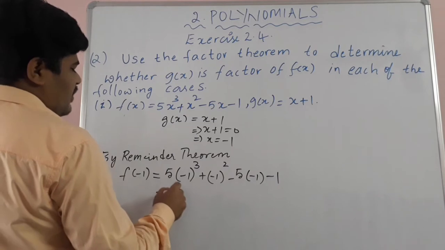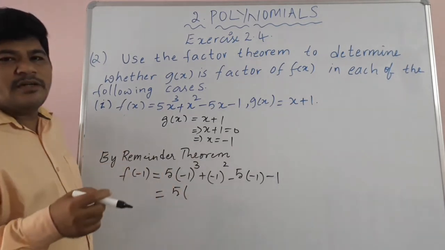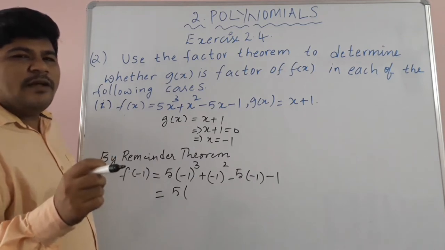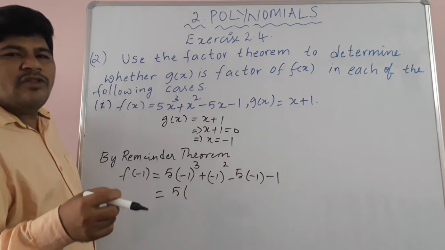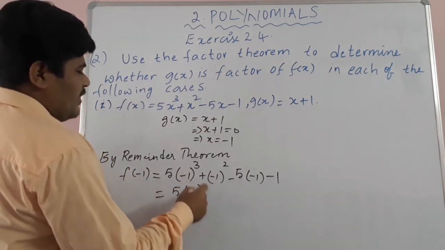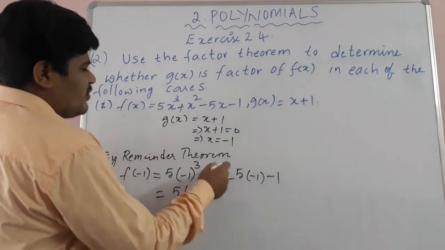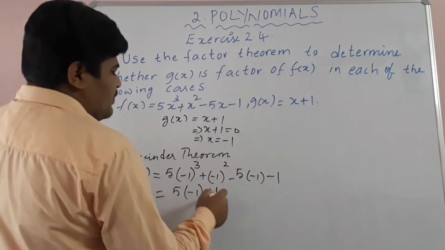So children, that is equal to 5 into minus 1 whole cube here. Minus 1 to the power of an odd number: a negative number to the power of an odd number is negative only. A negative number to the power of an even number is positive. So 5 into minus 1 cube value is minus 1. So plus minus 1 square, children. Square means power is 2, which is an even number, so this becomes positive, plus 1.